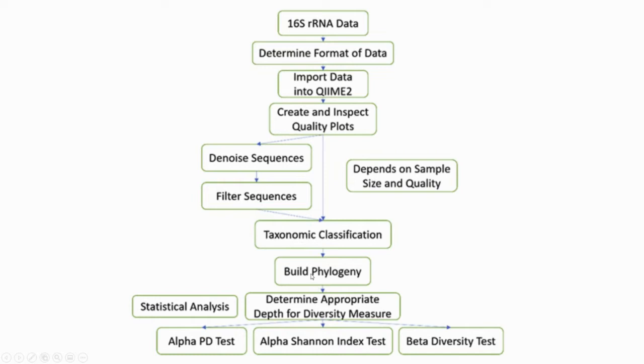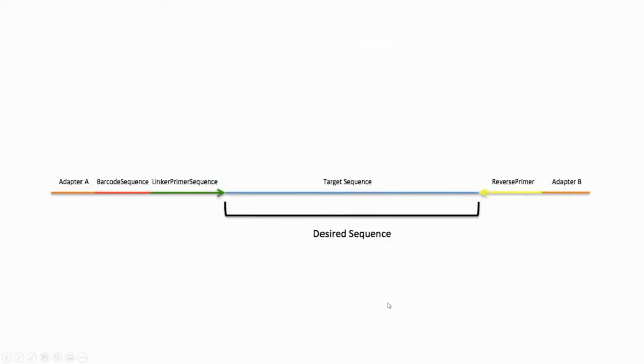After you build a phylogeny, then you combine with other data. All right. And then you can perform the alpha test, beta test, diversity test, and all other correlation tests. That's the purpose. Okay. And here, just to let you understand, typically the sequence that you will see will be like this. And so we need to use the QIIME tool to remove this extra sequence, extract only the target sequence so that you can analyze the data.